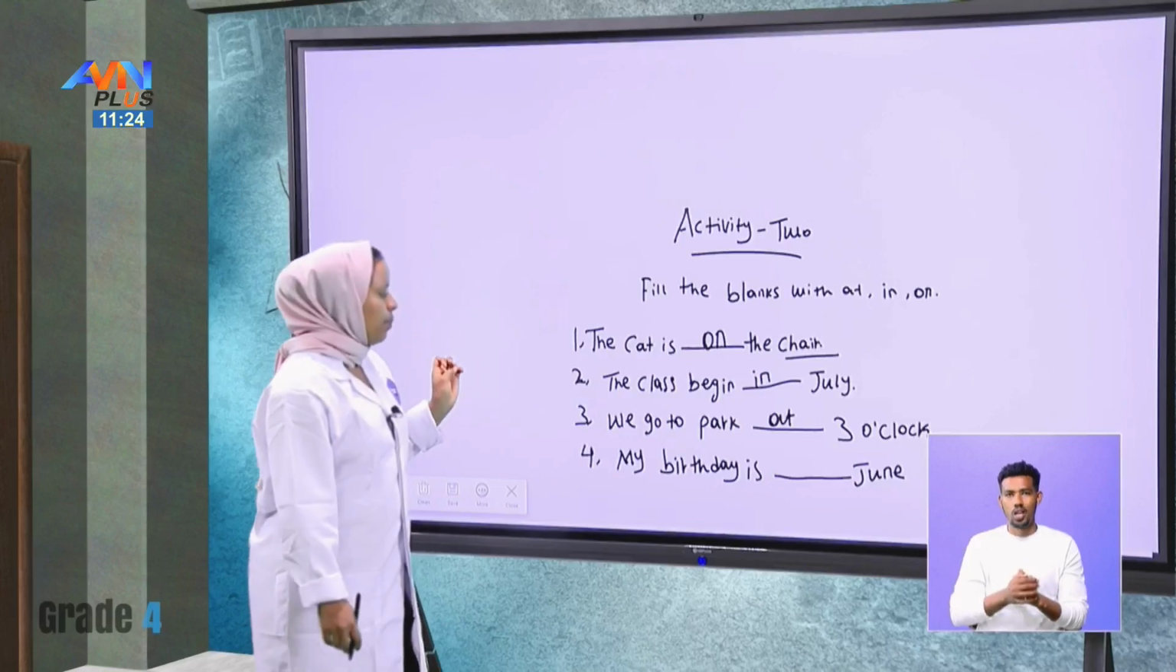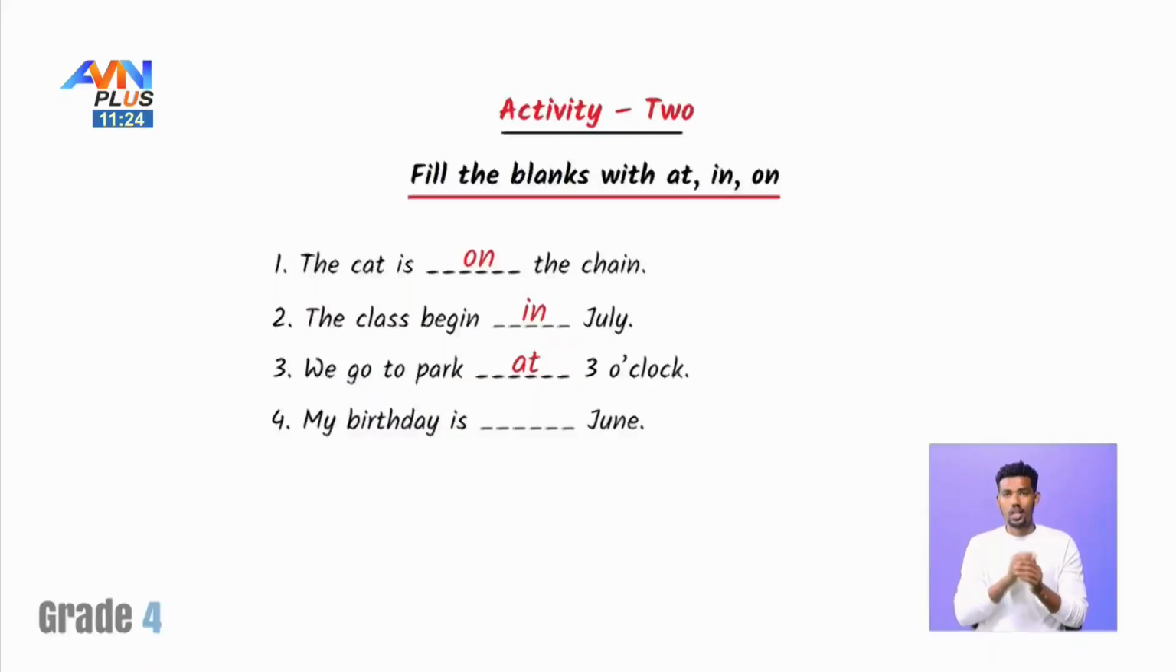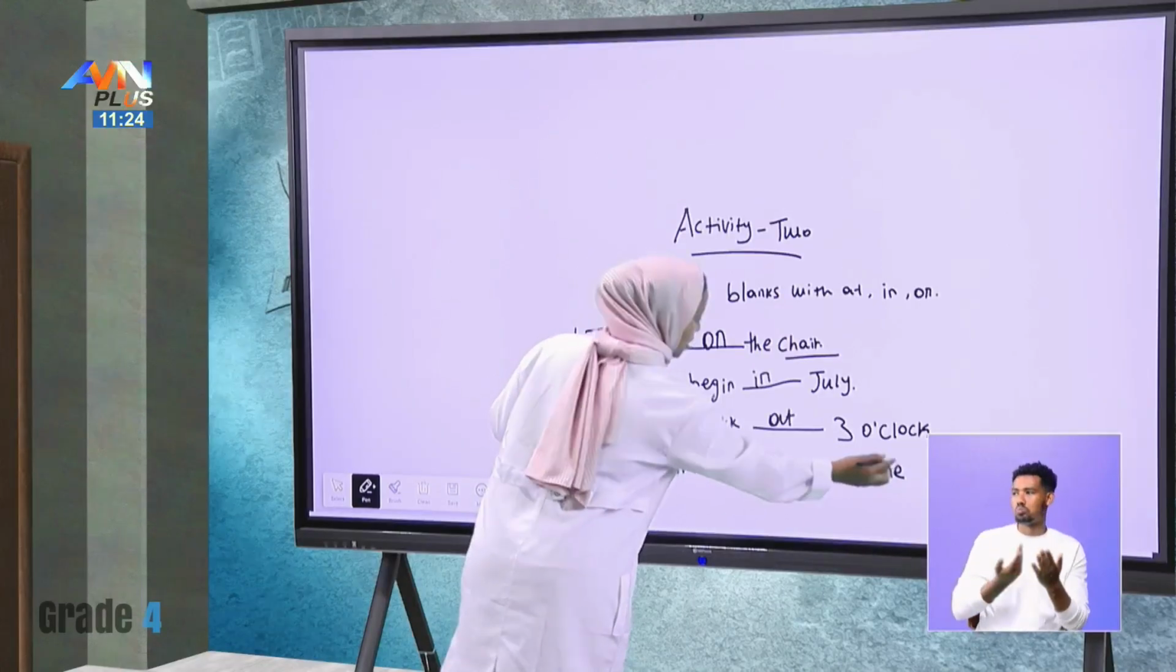Question number 4. My birthday is blank. We use in, because here is months of the year, June.